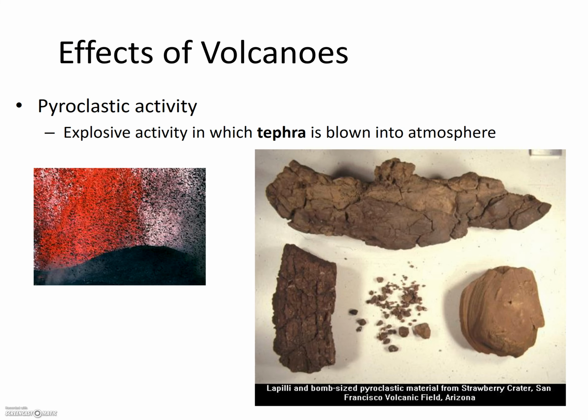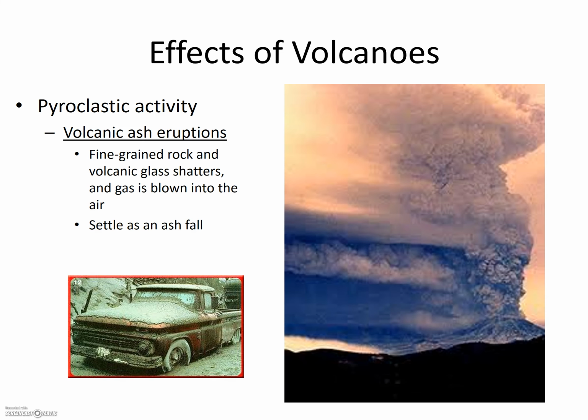Pyroclastic activity is explosive activity in which tephra is blown into the atmosphere. Here are some images of tephra being formed as it is exploded from the volcano, and tephra once it has cooled to lapilli and lava shaped like bombs. Pyroclastic activity also includes volcanic ash eruptions, where fine-grained rock and volcanic glass shatters and gas is blown into the air and settles as an ashfall. In these images we see ash from a volcano and ash that has settled on a truck.